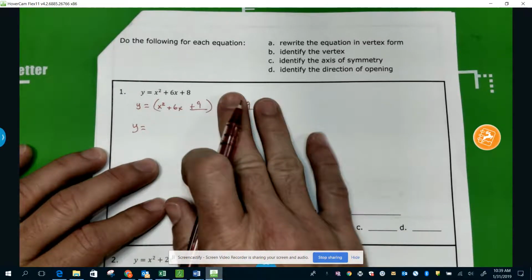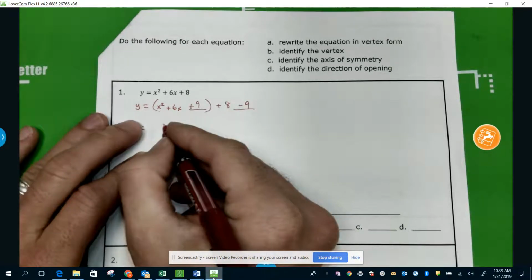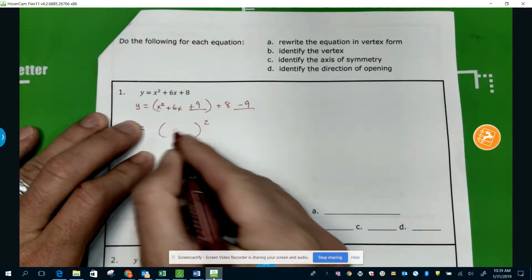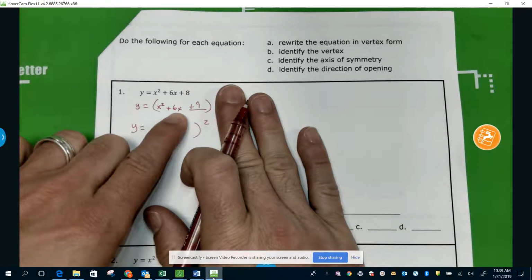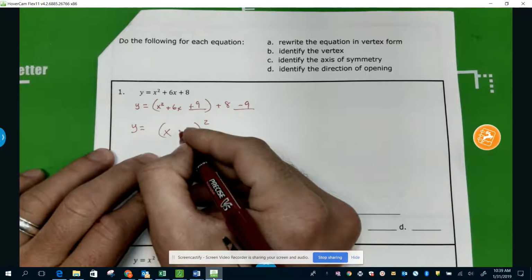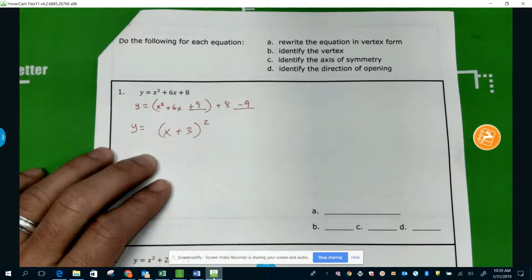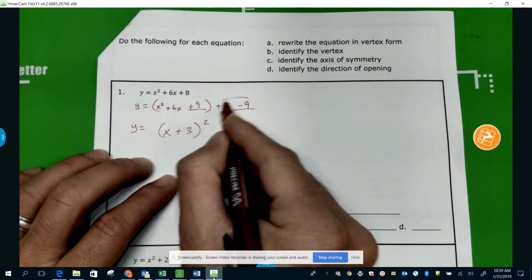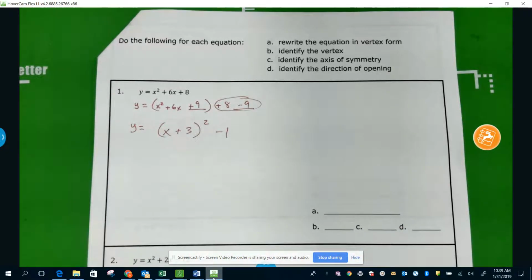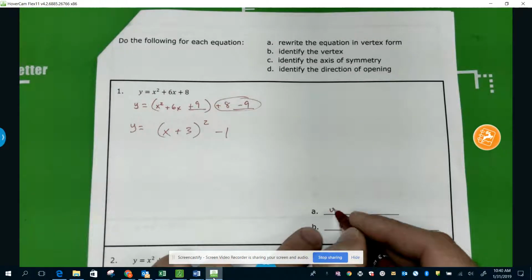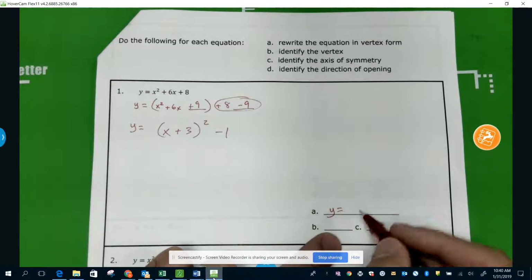Now, we know the shortcut for our factoring here. Just like with completing the square, I have to have an x in the front. So if I'm factoring this trinomial, half of 6 is 3. Positive 3, that's the number that goes in the parentheses there. And then you just combine your like terms here at the end. 8 minus 9, you get a negative 1. And now we are in vertex form. We don't have to solve for y. We just need to write it in vertex form.